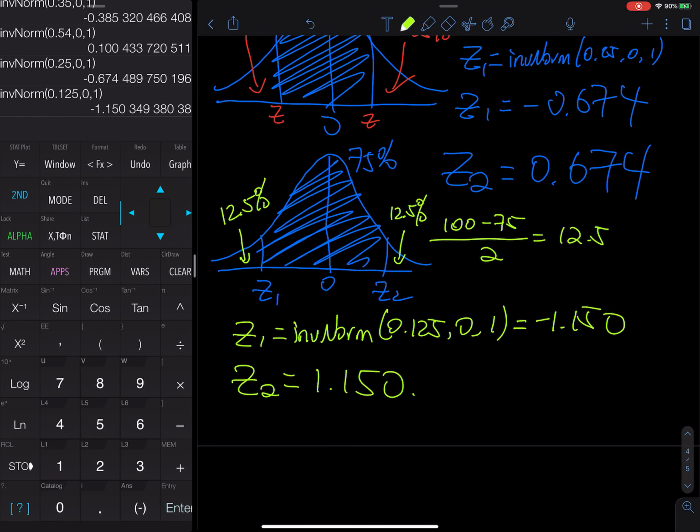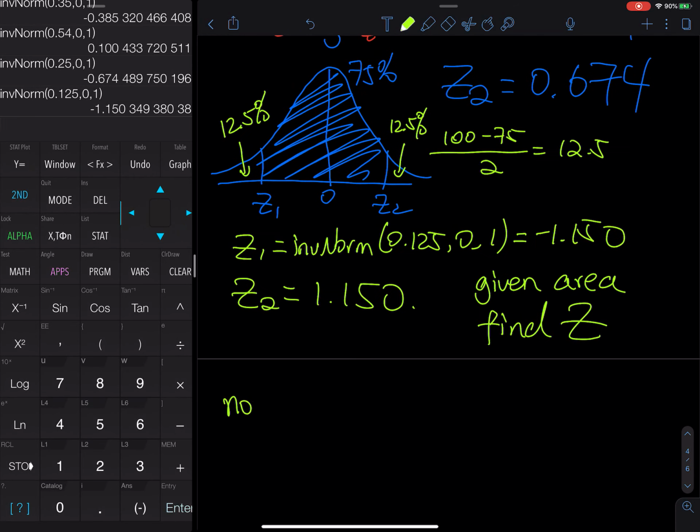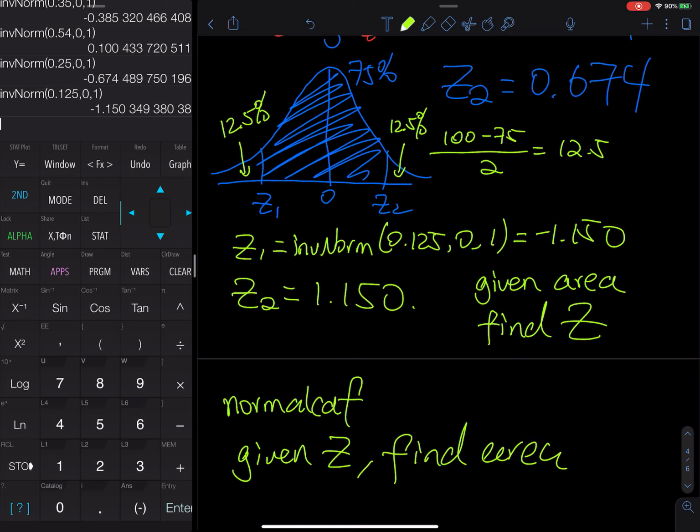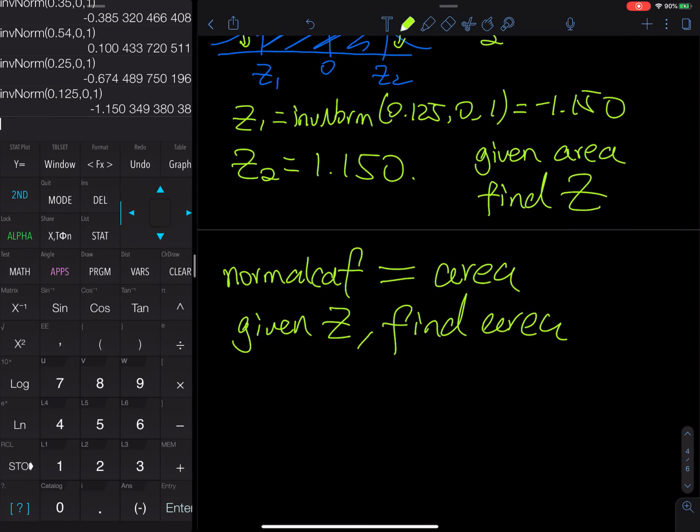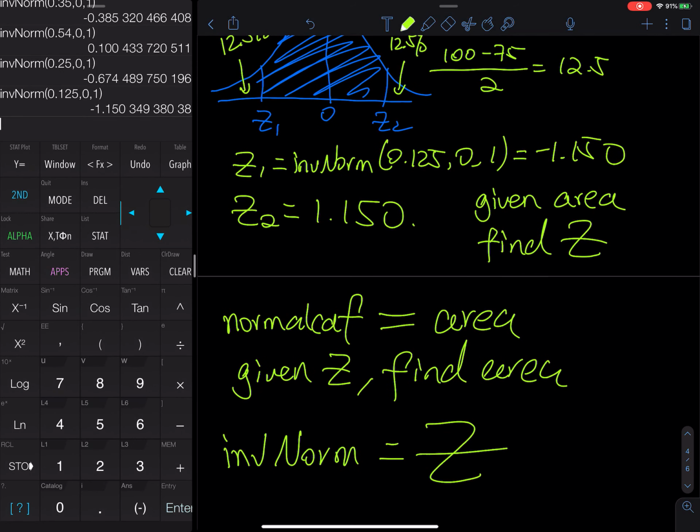Again, inverse normal is given area, you have to find Z. For normal CDF, you are given Z, find area. The inverse normal CDF gives you an area. The inverse norm gives you a Z value. So that is the difference between normal CDF and inverse norm.